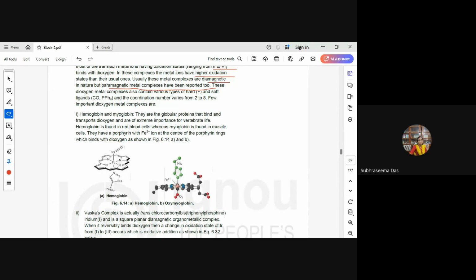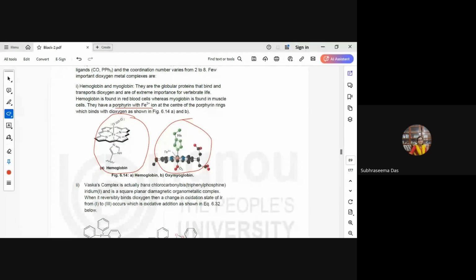These are the two proteins that bind and are used in the transport of oxygen in our body. Hemoglobin is found in RBCs, whereas myoglobin is a cell protein. The base structure mostly consists of a porphyrin ring with an iron 2 plus ion present at the center of the porphyrin ring, and the porphyrin ring binds to oxygen, as shown in figure 6.14a, the structure of hemoglobin and oxyhemoglobin. Oxyhemoglobin is formed after the binding of dioxygen with hemoglobin, forming this type of complex.